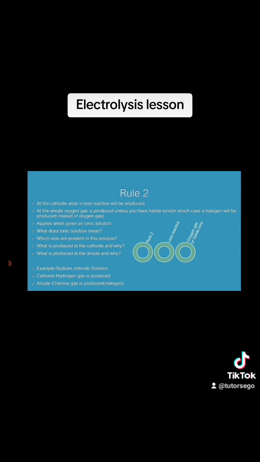And then let's go to the anode now. At the anode, we get oxygen gas, or if there is a halide ion, then that halide ion is the one that is being produced. So in this case, at the anode, what do we have? We have OH minus, from which we can get oxygen gas. But we also have Cl minus. Cl minus is a halide ion. Because it's a halide ion, oxygen gas is not going to be produced. So what is going to be produced is chlorine gas. So at the anode, chlorine gas is produced. So that's it for today's lesson.